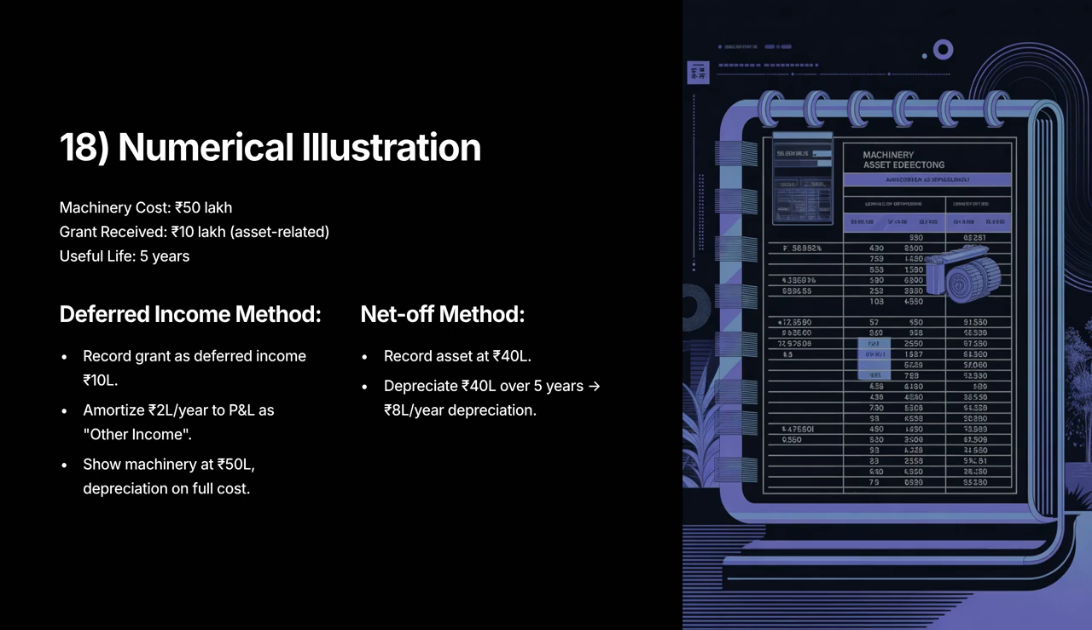Net off method. You reduce the machinery cost. Record it at 40 lakh. Then depreciate 40 lakh over 5 years, giving 8 lakh depreciation per year. Different presentation, same economic outcome.